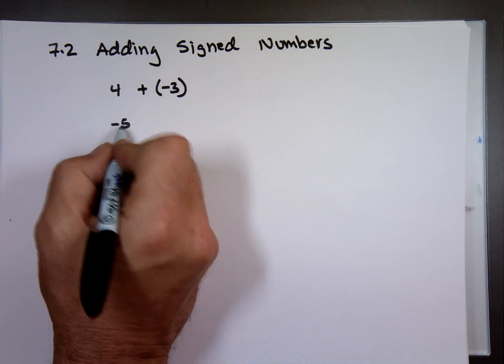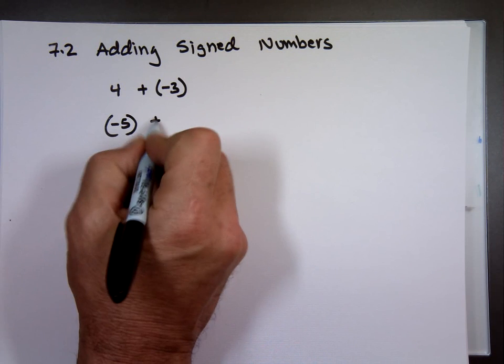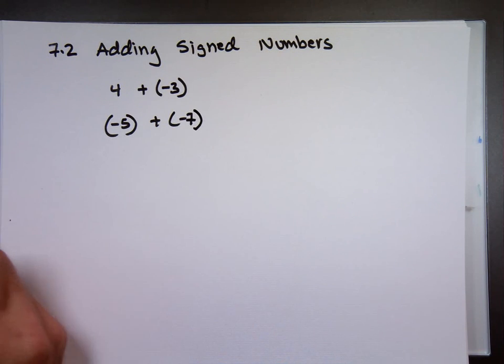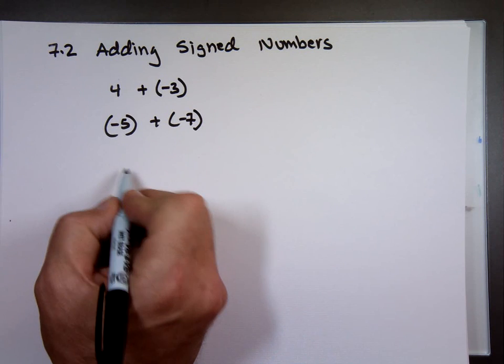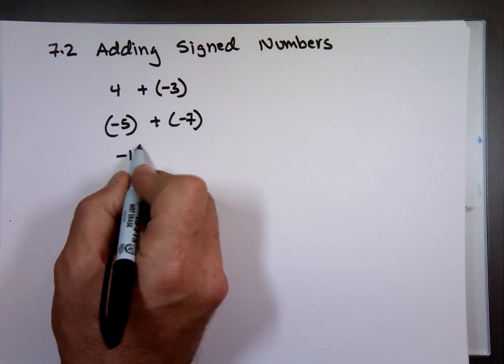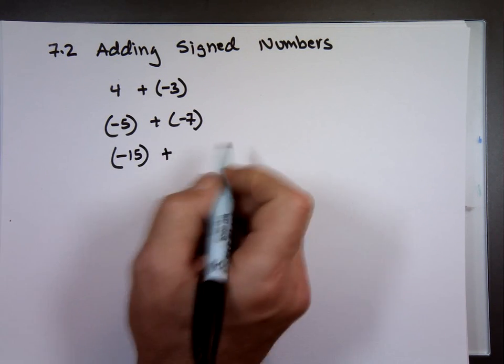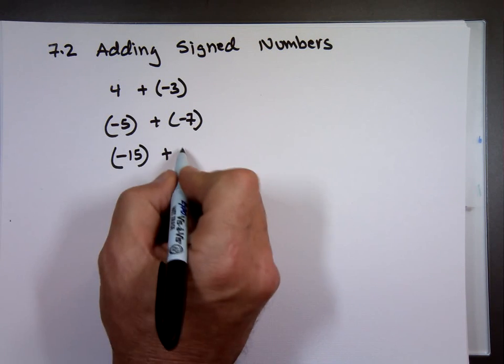What's negative 5 plus a negative 7? What is negative 15 plus 10?